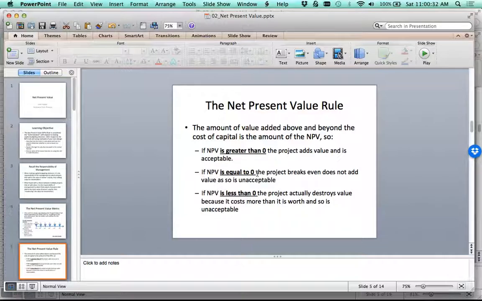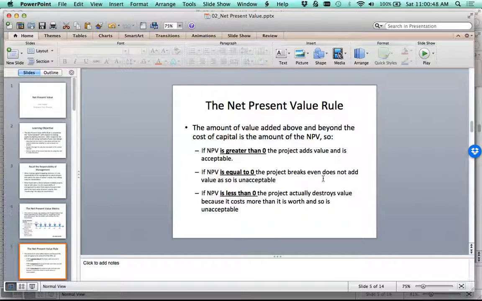If the NPV is equal to 0, the project's a break even. It means that it just makes enough money to pay the cost of capital and doesn't add any value. We don't waste time with that. So it is unacceptable.